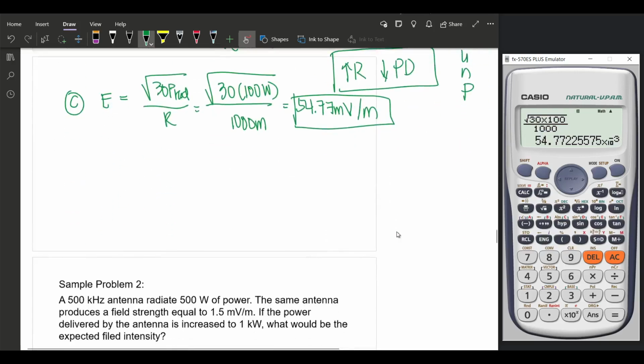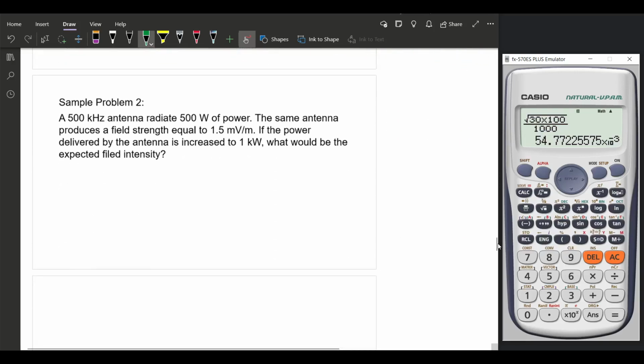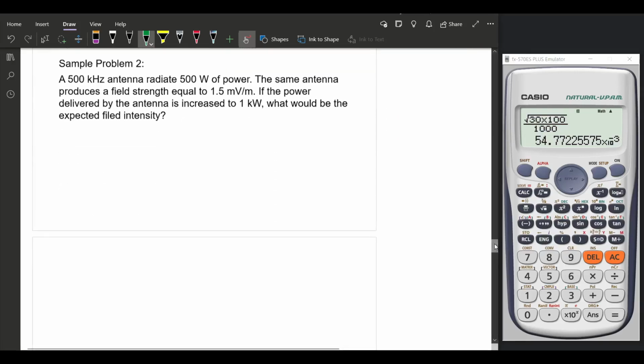Next, another sample problem. A 500 kHz antenna radiates 500 watts of power. The same antenna produces a field strength equal to 1.5 millivolts per meter. If the power delivered by the antenna is increased to 1 kilowatt, what would be the expected field intensity?